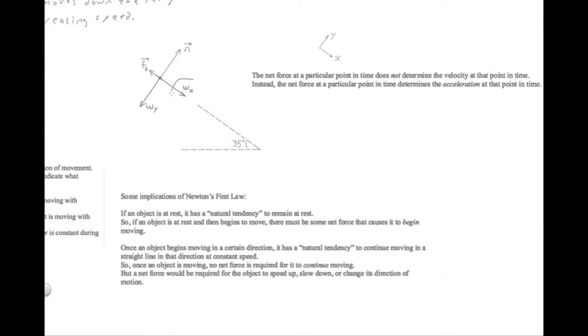It should be clear that W sub x is the force that causes the box to speed up as it's moving down the inclined plane. W sub x is pulling down the inclined plane, trying to speed up the box. Now, of course, the frictional force is pulling in the opposite direction, opposing the motion, trying to slow down the box. But apparently, W sub x is winning and outweighing the frictional force.